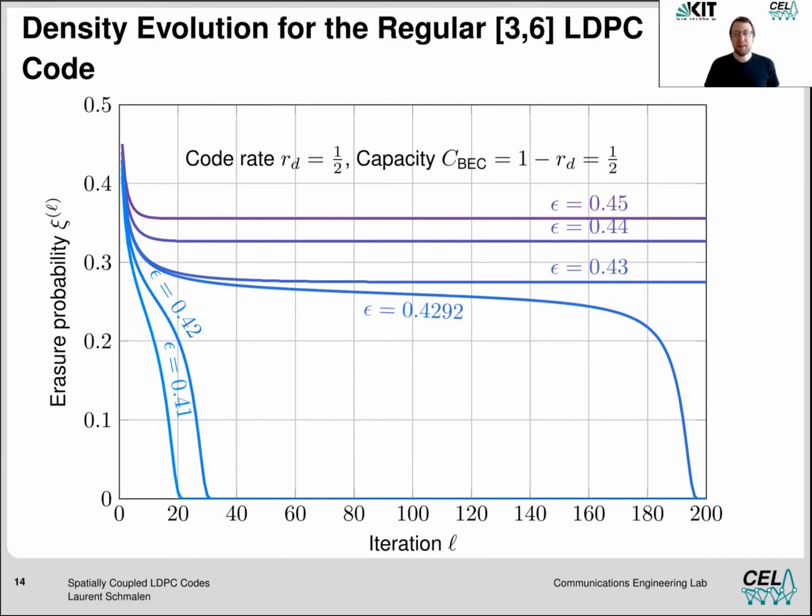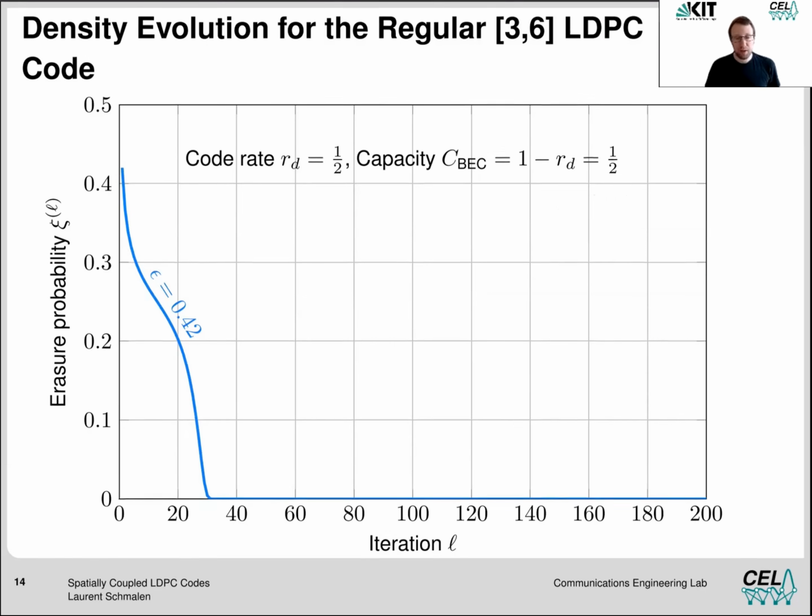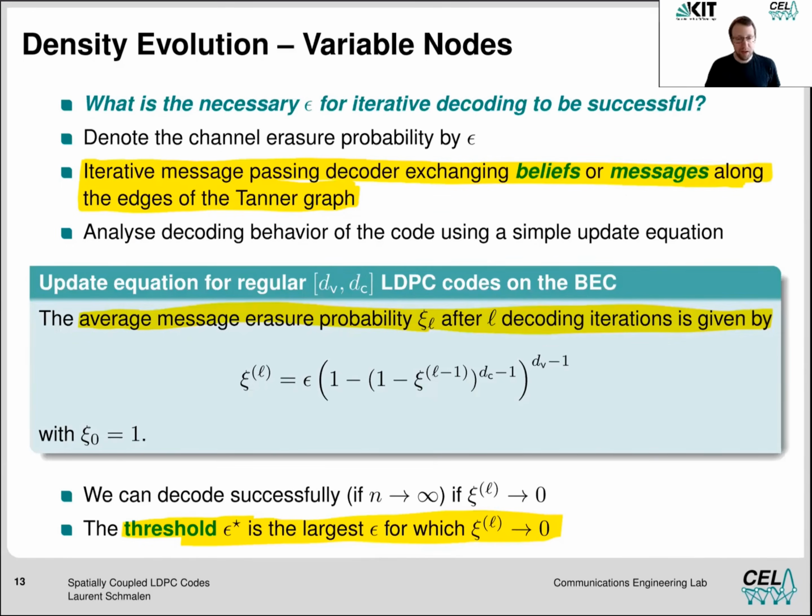So to summarize, we see that there is a turning point, which is the threshold epsilon. And we can say that this is our epsilon star. This is the largest epsilon for which decoding is possible. So epsilon star was the largest epsilon for which decoding is possible.